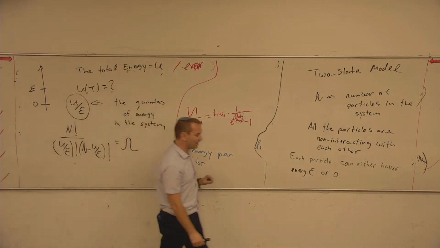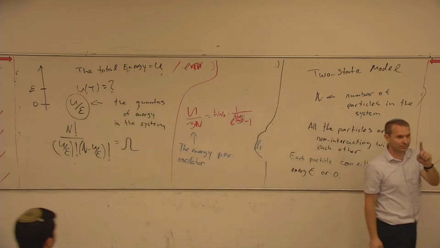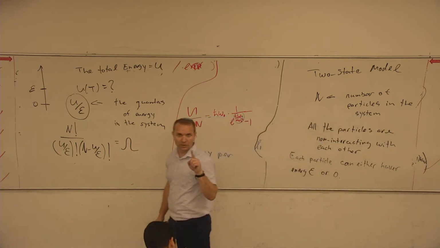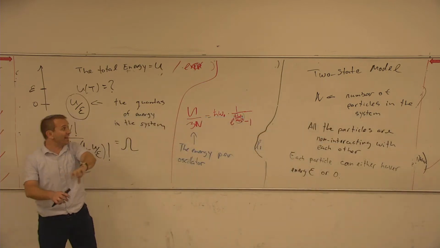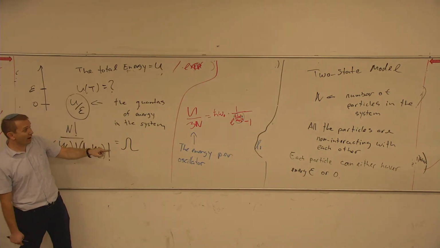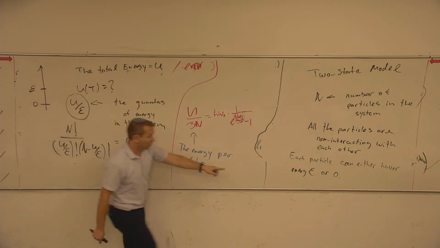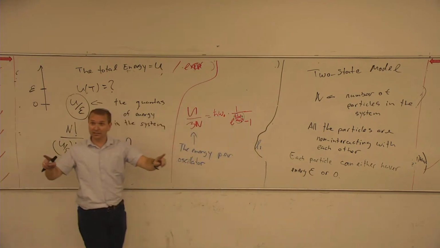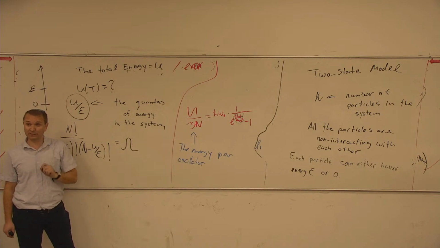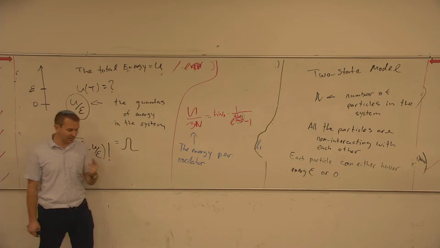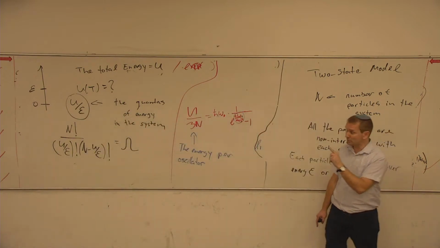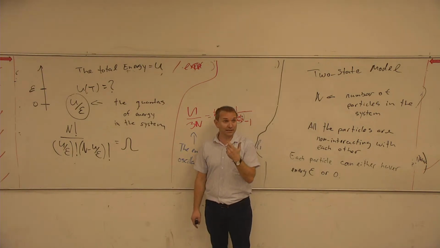Let's assume that U divided by epsilon is exactly 1. How many states do I have in my system? I have to pick one particle. I have N different particles. I have to pick one particle and say you are in the excited state with epsilon, and everybody else is in 0. How many states do I have for this specific situation? N, because I can choose N different particles. So the total number of states is N.